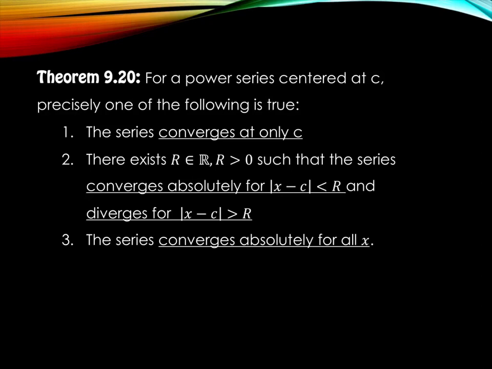In other words, it's converging on an interval. There's a space within which it converges, and outside of that space, it's not going to converge. There are certain values that work and certain values that don't. And the third option is that it converges absolutely for all values.